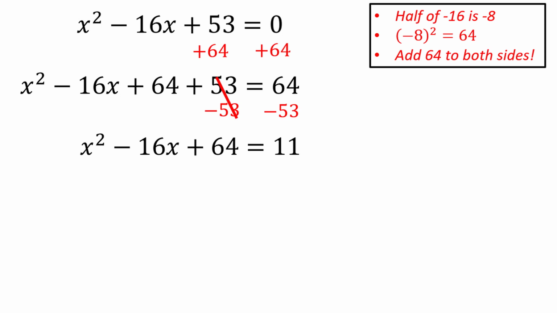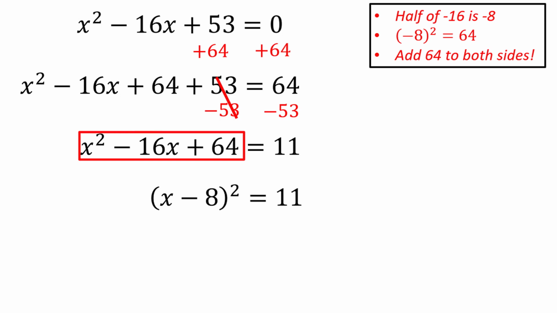Okay, the left-hand side should factor as a perfect square if we've done this right, with the constant being half of the coefficient on x, which is half of negative 16, or negative 8. So this should factor as x minus 8 squared, which is all equal to 11. If you want to check to make sure, you can FOIL out x minus 8 squared. You should get x squared minus 8x minus another 8x plus 64, which is just what we had before, x squared minus 16x plus 64.